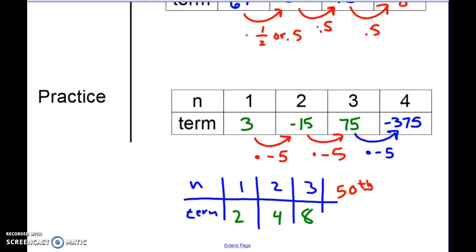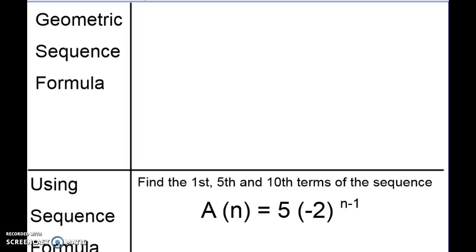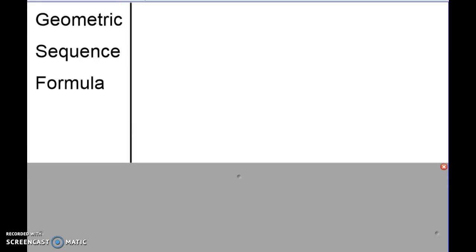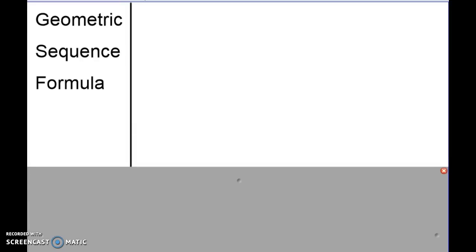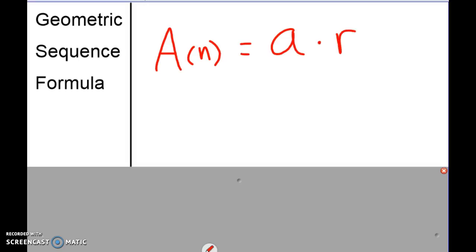If you move on to the next slide in your notes, we talk about a geometric sequence and the formula that goes with it. This is the general formula that we use, and this is in function notation. So we say a of n equals a times r to the n minus 1.